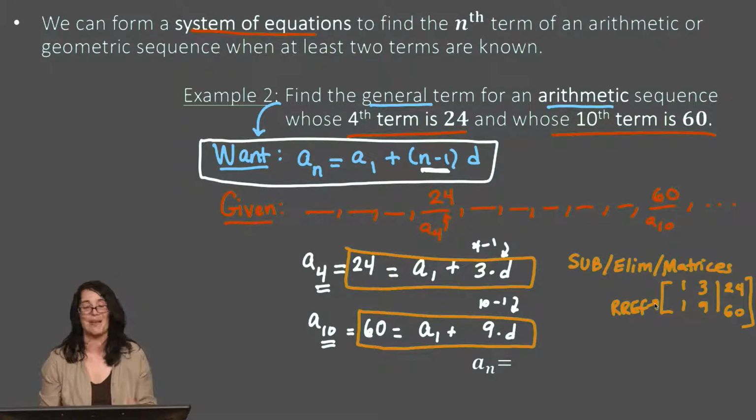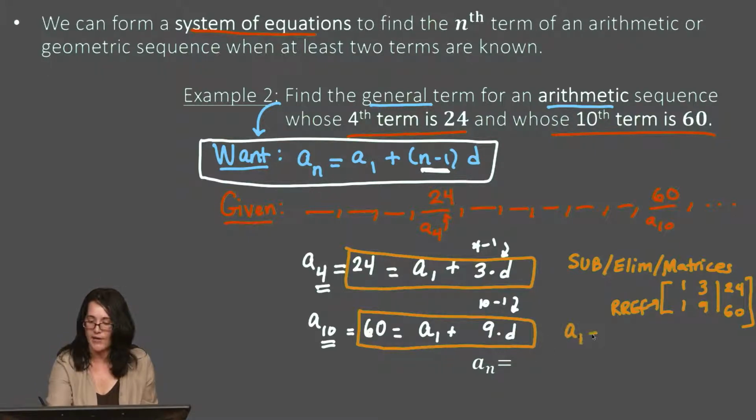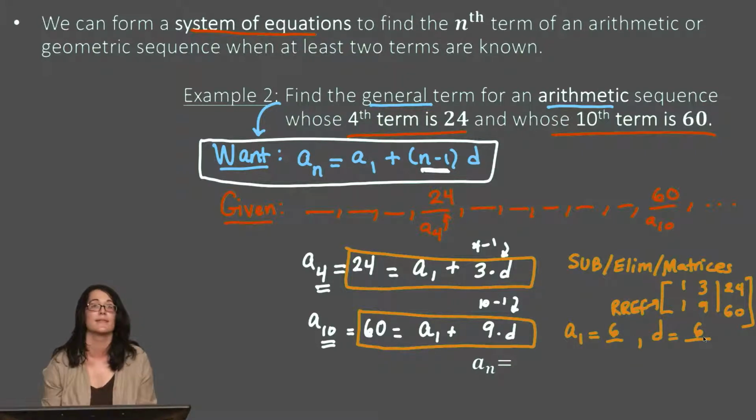Along the diagonal, you'd have 1s, 0s elsewhere, and you'd get your two numbers. Or substitution and elimination work just nicely because it's a very easy system. What did you end up getting? That's right, you should have ended up with A1 is something and D is something. What was it? 6 and 6. Well, that's pretty cute. It doesn't usually happen that way.